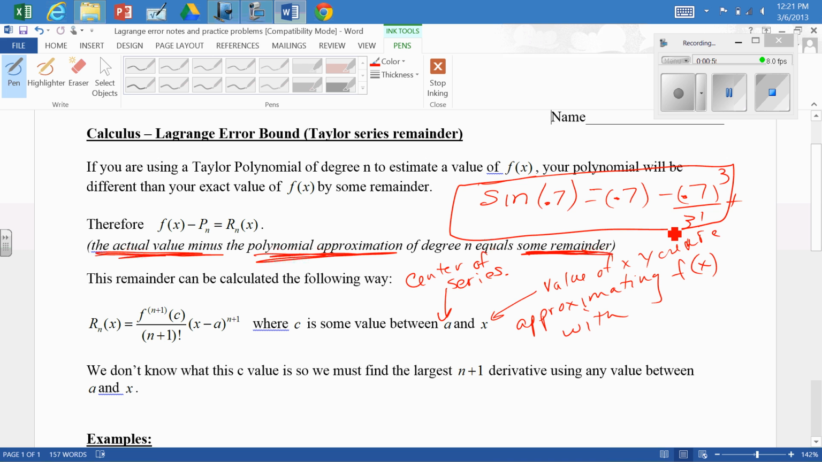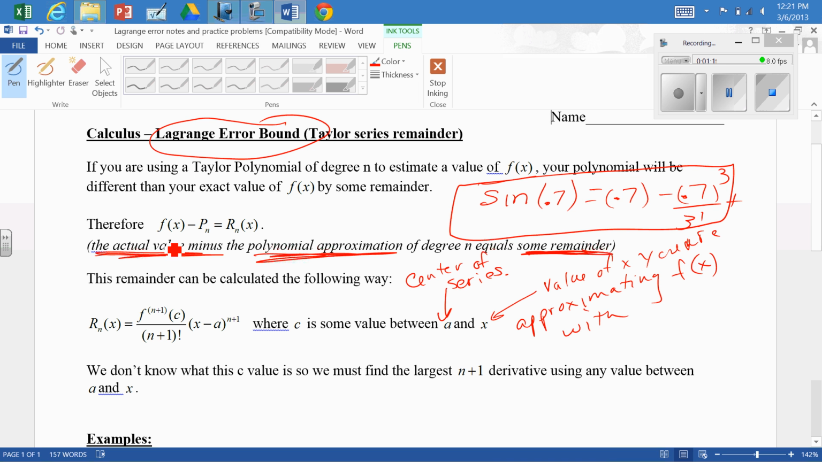But it's an approximation. It's off a little bit, just like when we had our graph. We showed the graph of the Maclaurin series and how it would hug the function, but it would be a little off as we got to a certain point. So this guy's off a little bit, but the Lagrange error bound tells us how much it is off by.